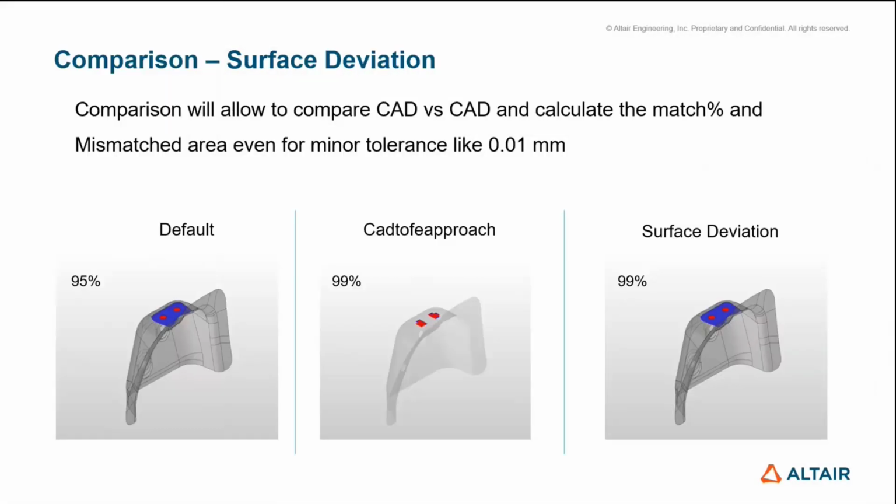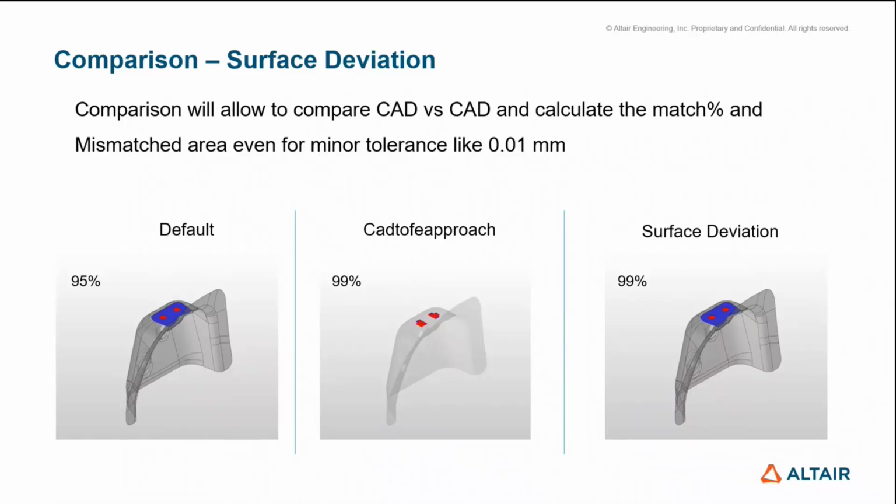So the next one is comparison. Surface deviation comparison, which we implemented in this release. This will compare CAD to CAD and calculate the match percentage and mismatch area, even for minor tolerances like 0.01, 0.02 millimeter, very minor. Usually 0.01, 0.02 millimeter are used only by designers, not by the CAE team. The CAE team usually uses 1 millimeter, 2 millimeter, 5 millimeter.